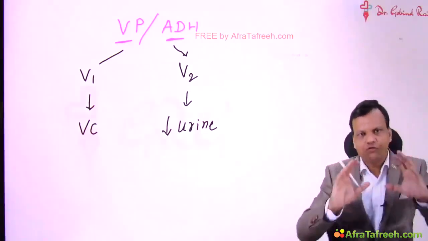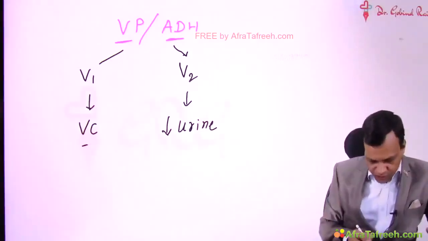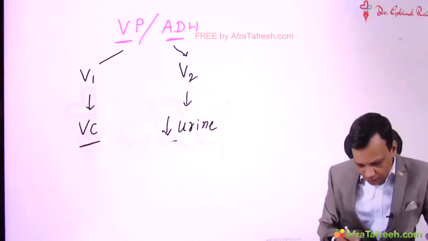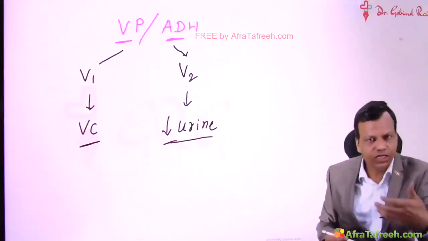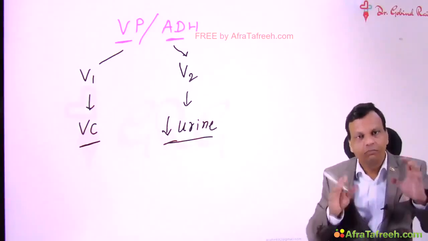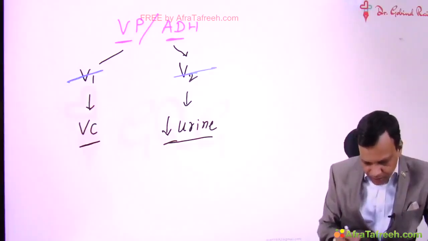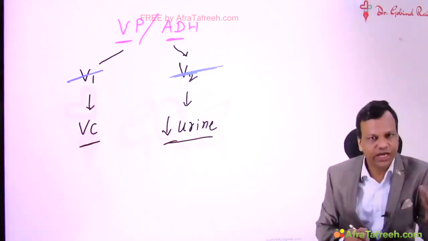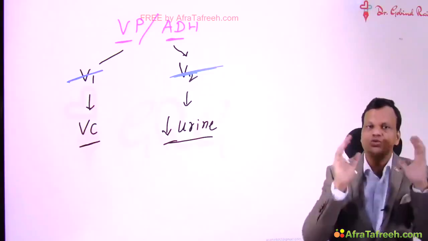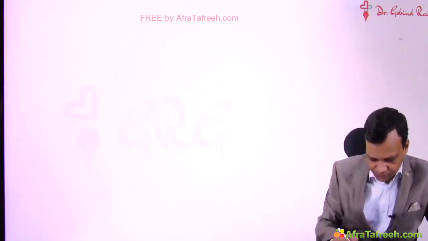So which action do you want in CHF? None of them. We do not want vasoconstriction, rather we want vasodilation. We want to decrease the work. And second, already there is edema, so we will not want to decrease urine. We will want to increase urine. So what will we do? We will block these receptors. If a drug blocks these receptors, by blocking V1 it will cause vasodilation, and by blocking V2 it will increase urine. So that drug can be used in CHF, and these drugs are called vaptans.